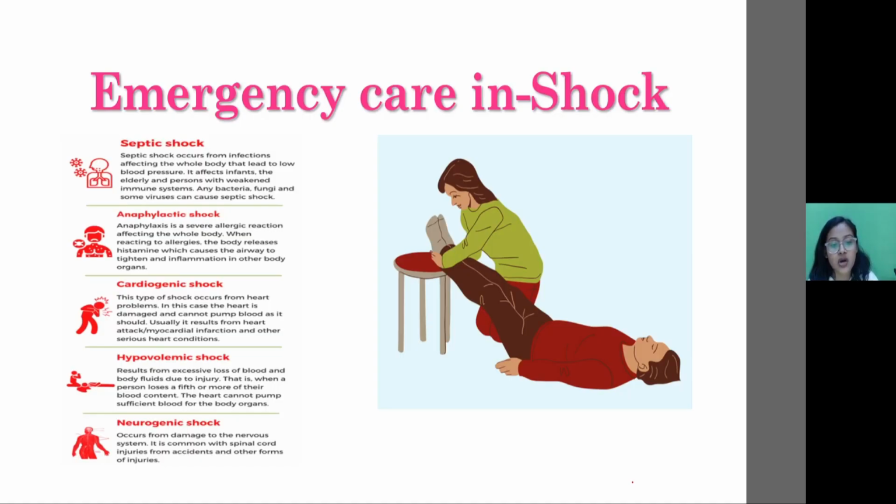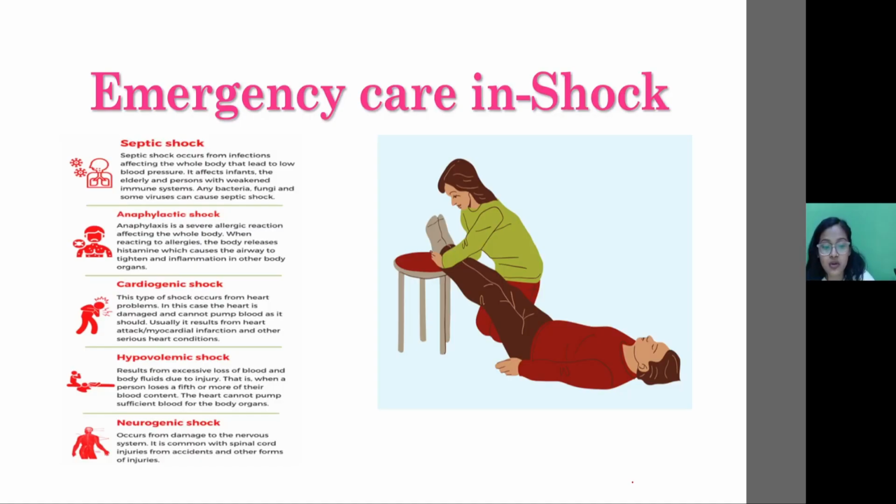Next is cardiogenic shock. This type of shock occurs from heart problems. Heart attack and cardiogenic shock are two different things. In this case, the heart is damaged and cannot pump the blood as it should. Usually it results from heart attack, myocardial infarction and other serious heart conditions. When the heart stops pumping the blood due to heart attack or myocardial infarction, it comes under the state of cardiogenic shock.